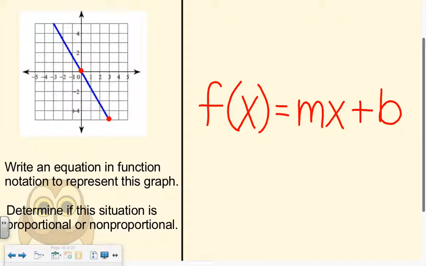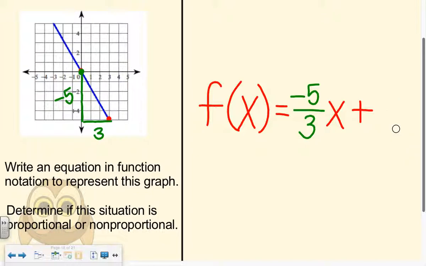So I start at my dot furthest to the left, rise, -1, 2, 3, 4, 5, so down 5, over 1, 2, 3, so -5/3. And my line crosses the y-axis right here. So my y-intercept is 0. So this time maybe instead of putting plus 0, I'll just erase it. And since it goes through 0, it is non-proportional. Oh, sorry. Excuse me. Proportional.